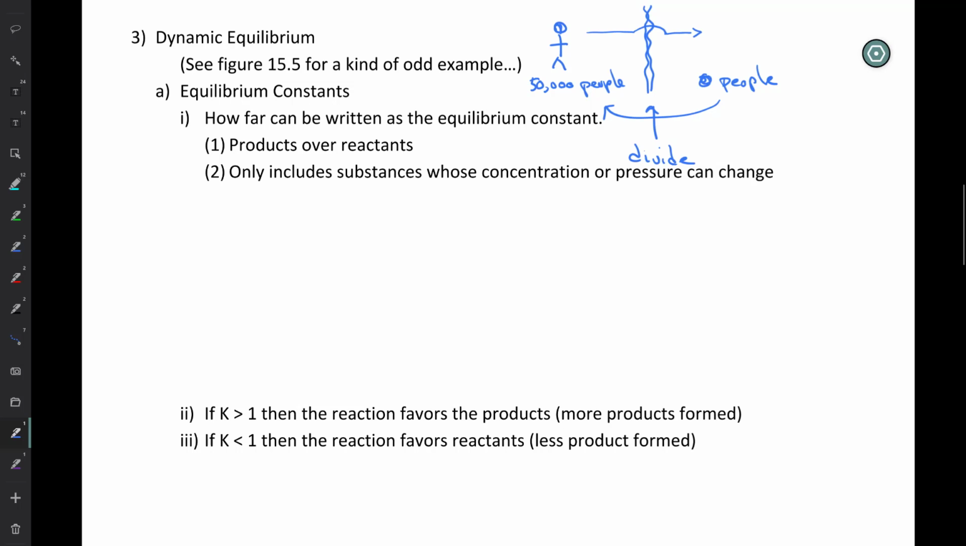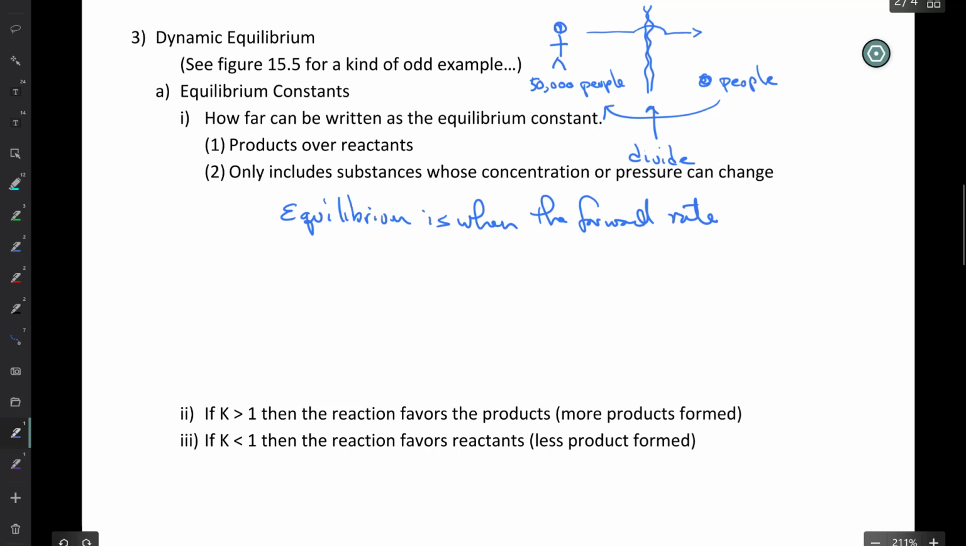So equilibrium is this. Equilibrium is when the forward rate equals the reverse rate. Let me explain that to you.